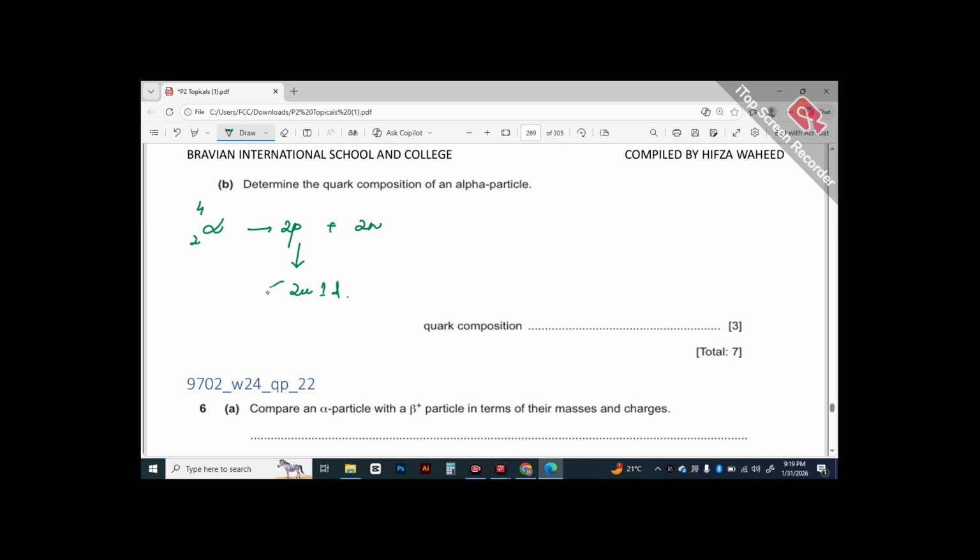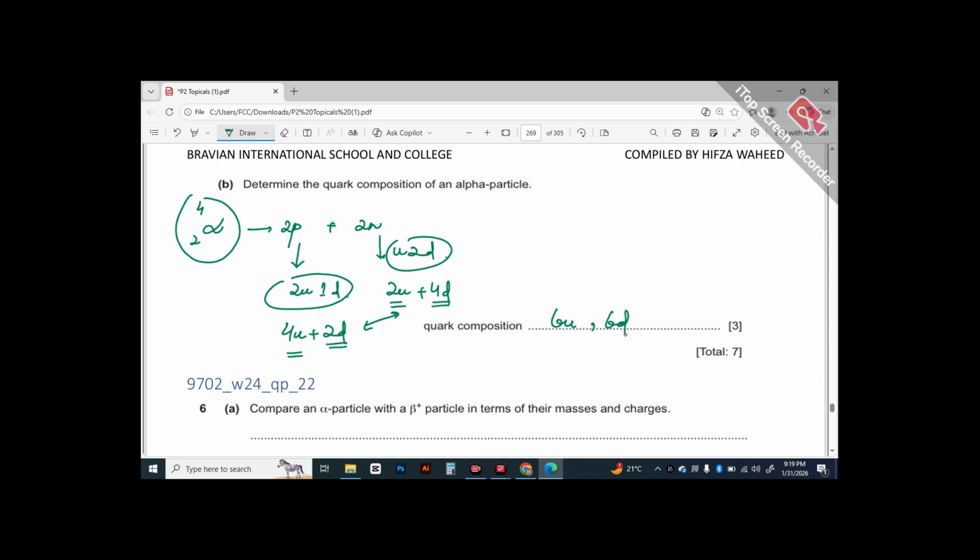That means for two protons, we have four ups and two downs. Then, when it comes to neutrons, we had agreed that one neutron is made up of one up and two down, which means that two neutrons are made up of two ups and four downs. And this makes us conclude that an alpha particle, in terms of quark composition, has 4 plus 2, 6 up quarks, and 2 plus 4, 6 down quarks.